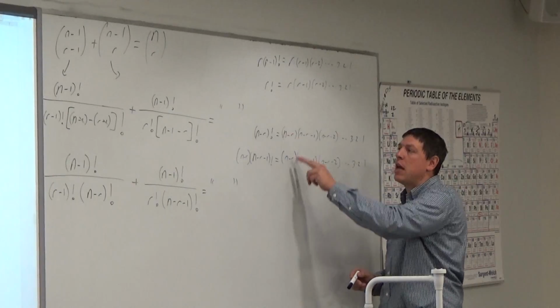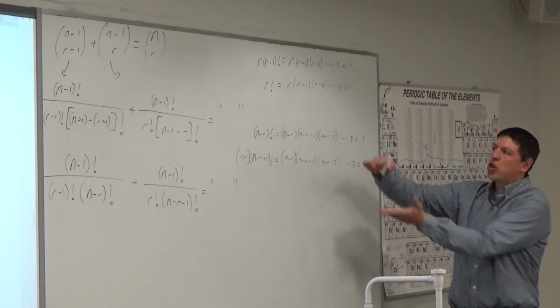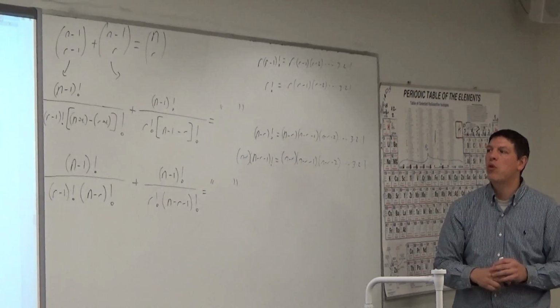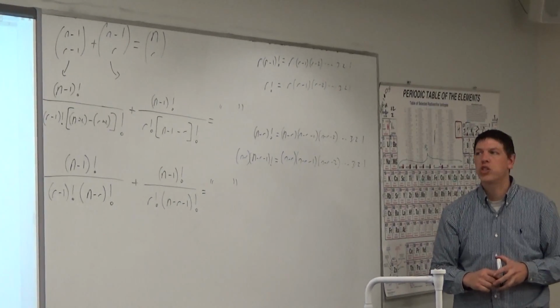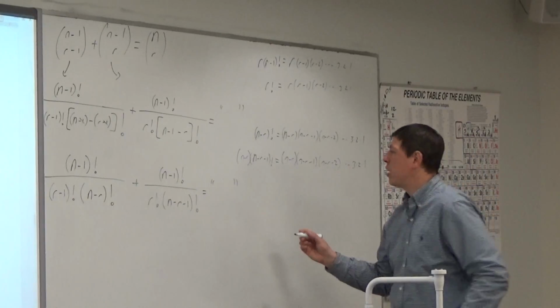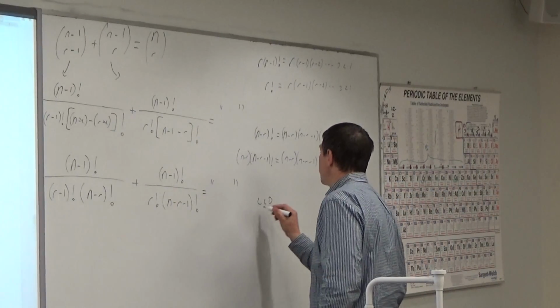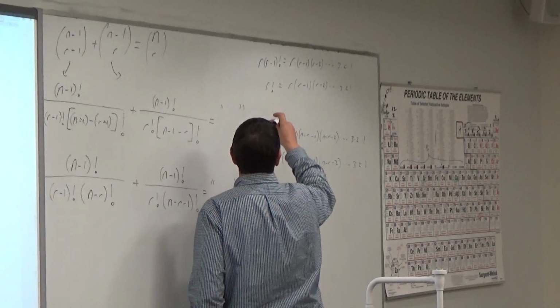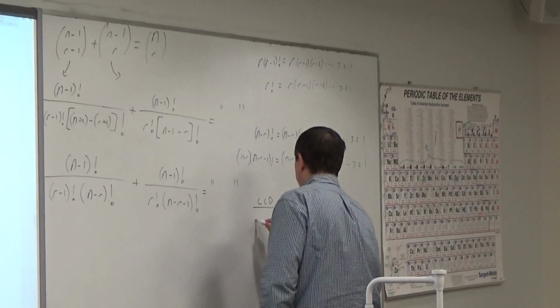The factor just happens to be n minus r, okay? So just line them up, see what you're missing, and that'll help you figure out what the common denominator is, okay? I think, and you might be able to correct me if I'm wrong, the least common denominator is going to be r factorial times n minus r factorial.